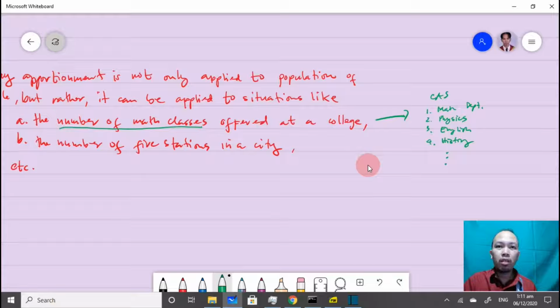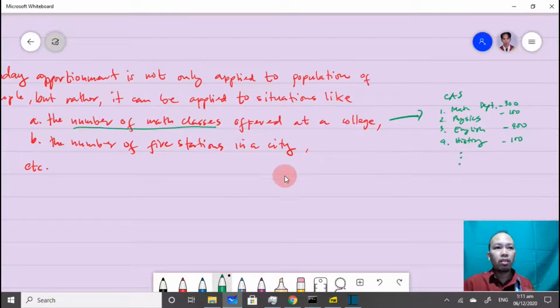So for example, there are let's say 300 students here, and this one we have let's say 100 students, and this one is 400 students, and history we have, let's say, 100 students again, and so on and so forth. So how many math classes are you going to offer to every department? Notice that the denominator is not limited only to the number of people in a population.